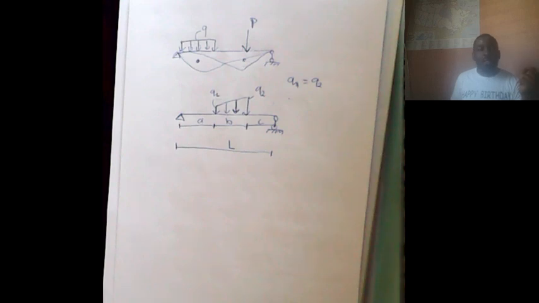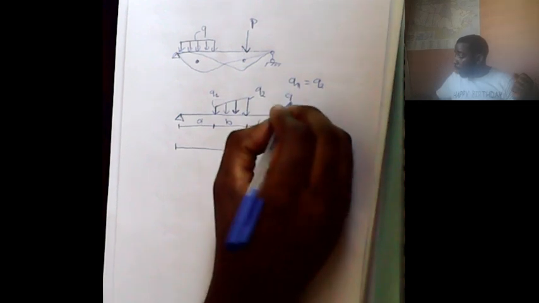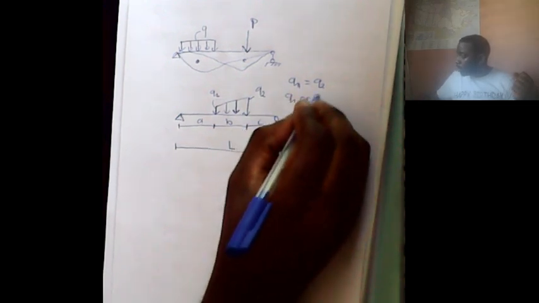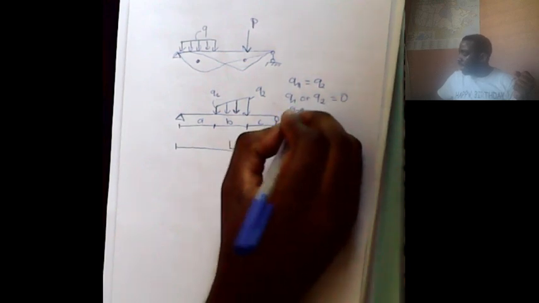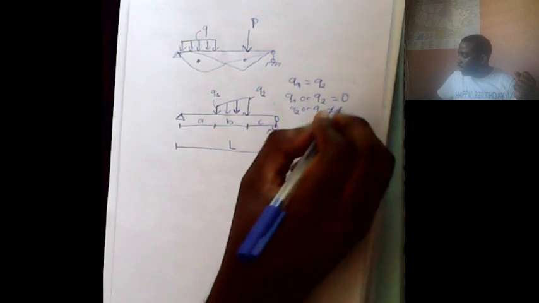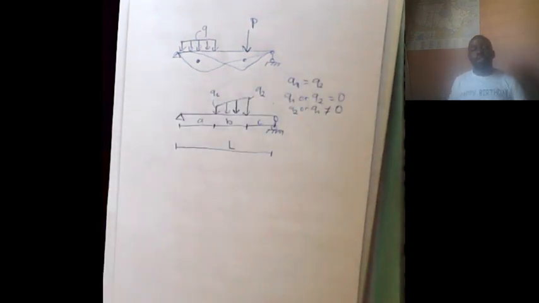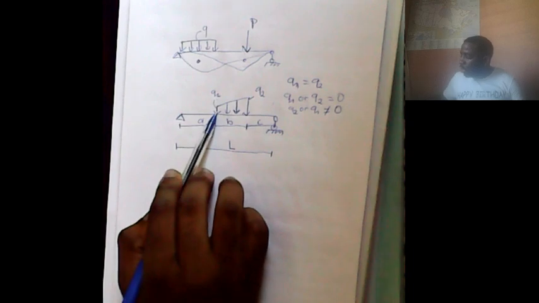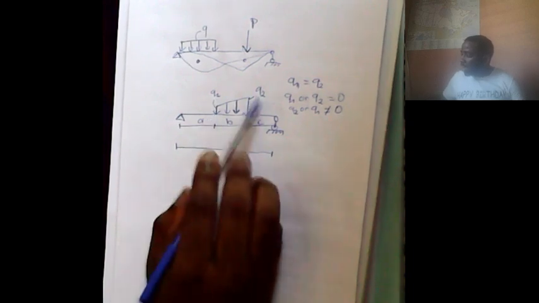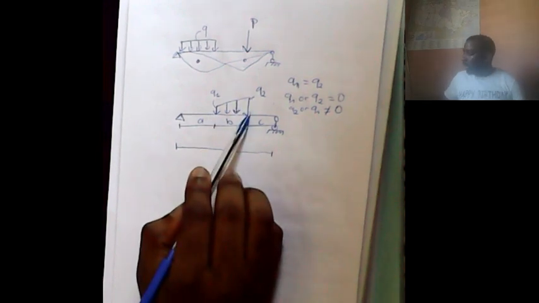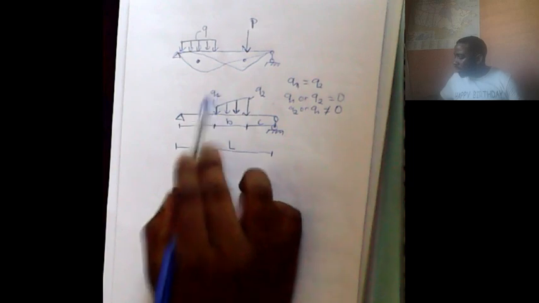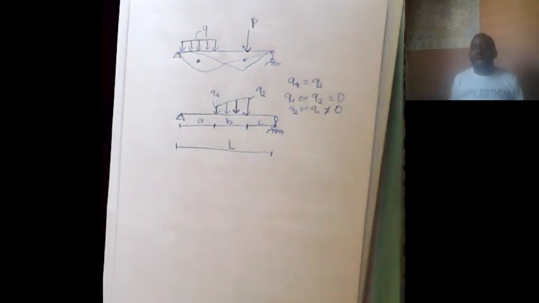And for the triangularly distributed load, if Q1 or Q2 is equal to 0, and the other one is different from 0, then we are in the case of a triangularly distributed load. So if the value here is 0, if this height here is 0, and this one has a value, then it will go from 0 to that value. That would be a triangularly distributed load. And if this one is 0 and that one has a value, then you go from that value to 0, as simple as that. I hope that is clear to you now.